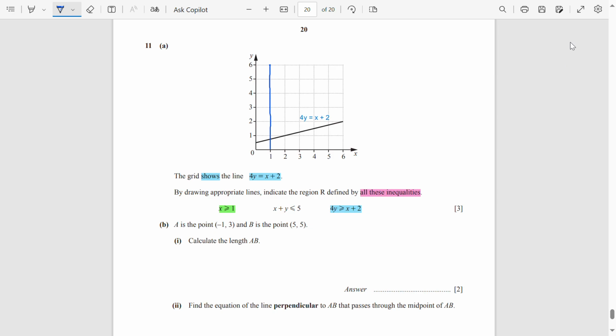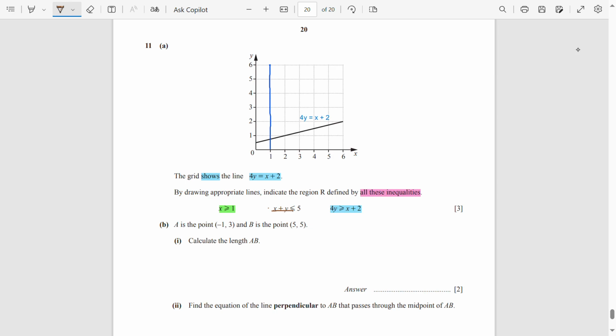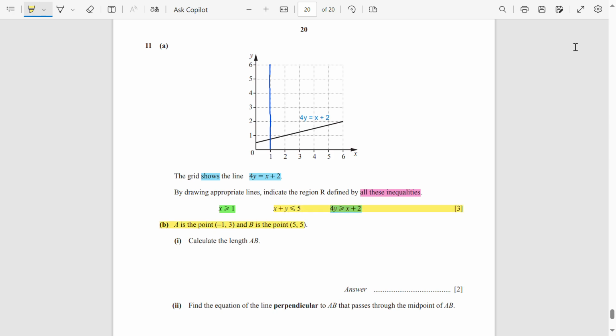Right here, and then you can see the third line, which is okay, this one. X plus 5 is lesser than or equal to 5. This line we will have to actually draw.